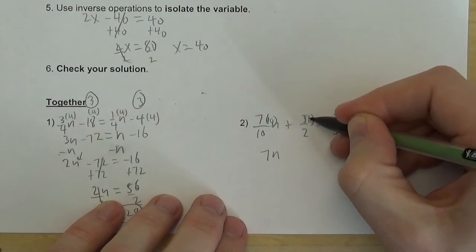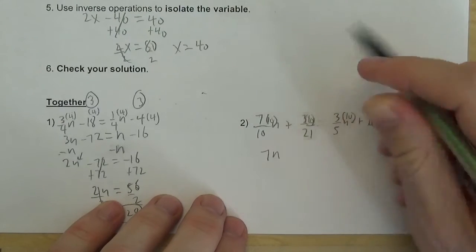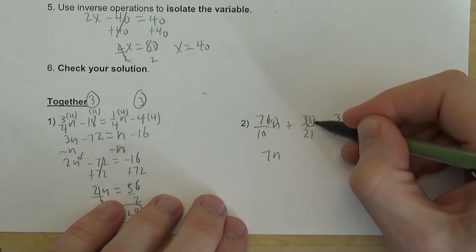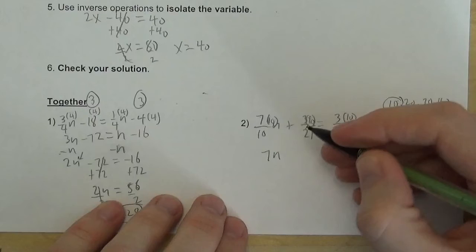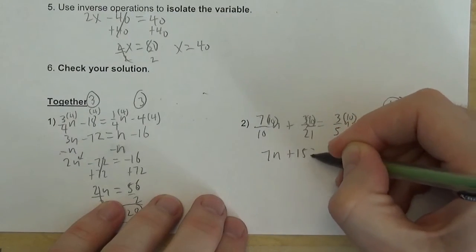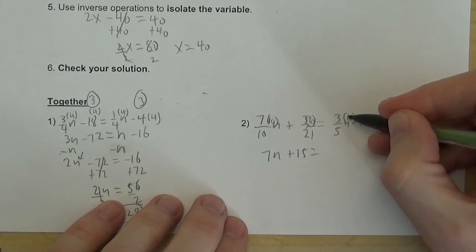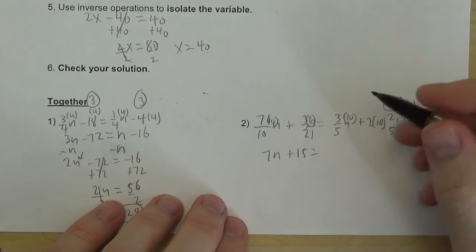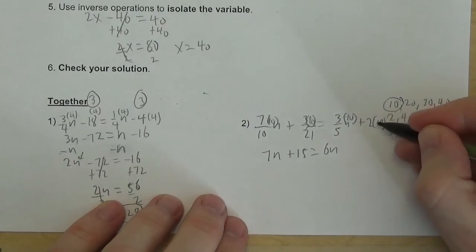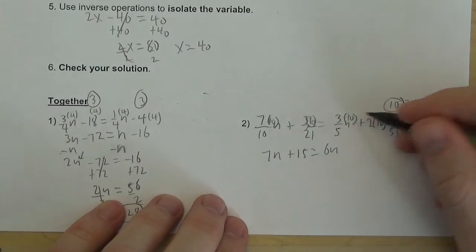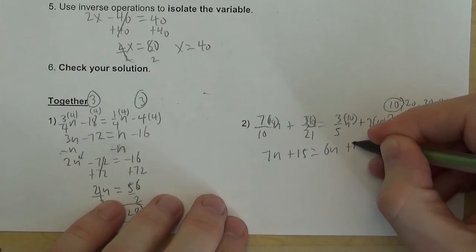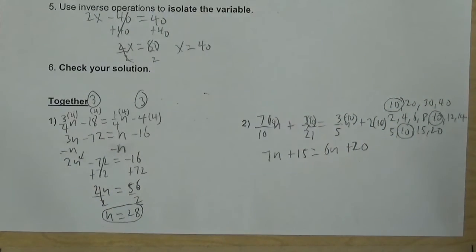3 times 10 is 30. Again, we could make this into a fraction if we wanted to, so multiplying that, 3 times 10 is 30. 30 divided by 2 is 15, so plus 15. Here, 3 times 10 is 30 again, but 30 divided by 5 is 6, so 6n, and then 2 times 10. Even the stuff that's not fractions has to be multiplied because otherwise the equation doesn't stay balanced, so 2 times 10 is 20.